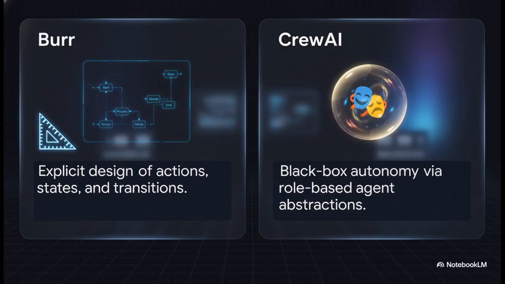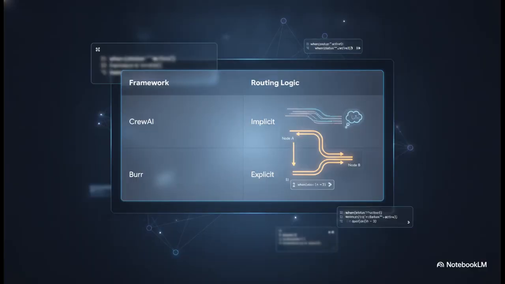Burr operates on the exact opposite philosophy. Its strength is absolutely not prompt-based role-play magic. Its strength is rigid, mathematically sound state machine modeling. You don't just hand it a researcher hat and cross your fingers. You explicitly design every single action, state mutation, and transition yourself. The routing logic here is the critical piece. In role-based systems, routing is usually implicit.